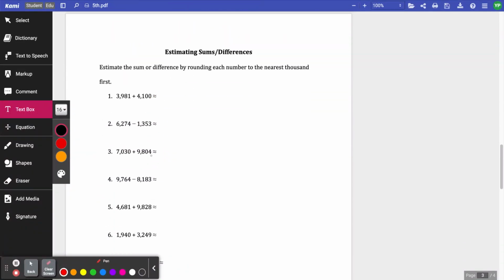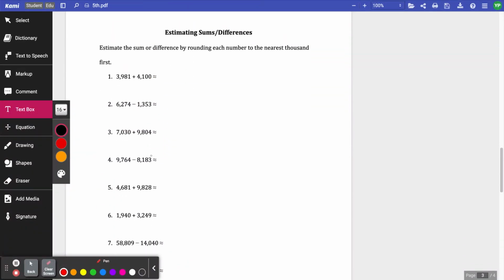And now we're on estimating sums and differences. So basically it says estimate the sum or difference by rounding each number to the nearest thousands first. So thousands place is the one after the hundred, so it's going to be ones place, tens, hundreds, and thousands. And the thousands place is going to be what we're rounding to. Remember, 5 or more you round up, and less than 5 you round down.